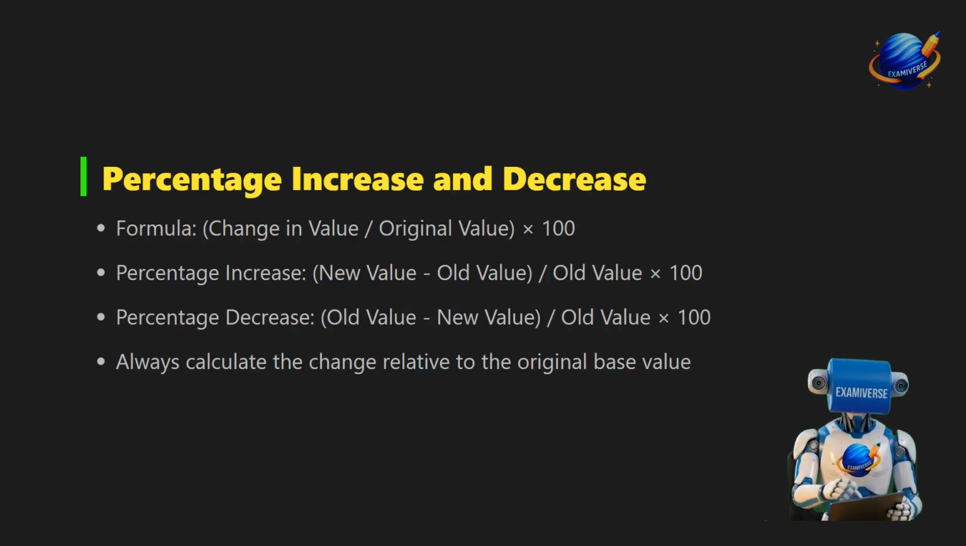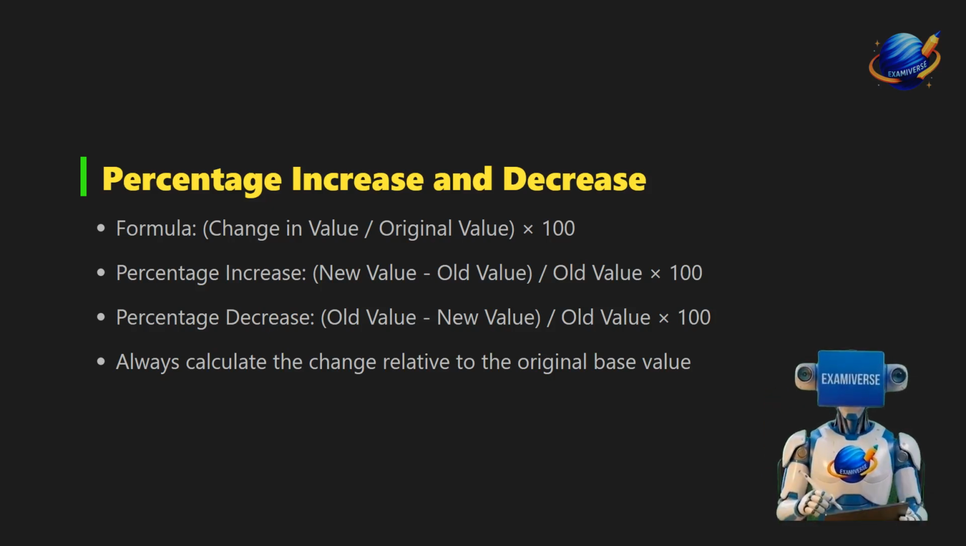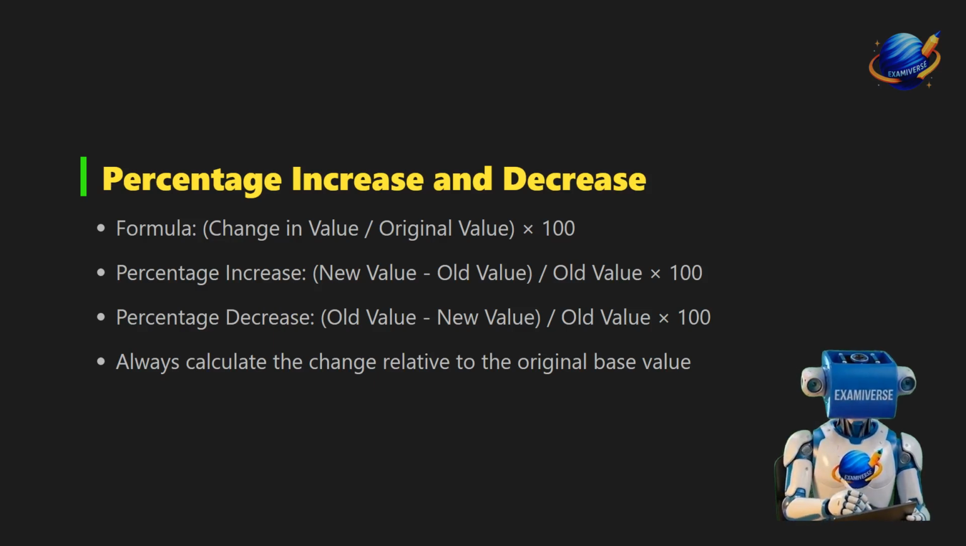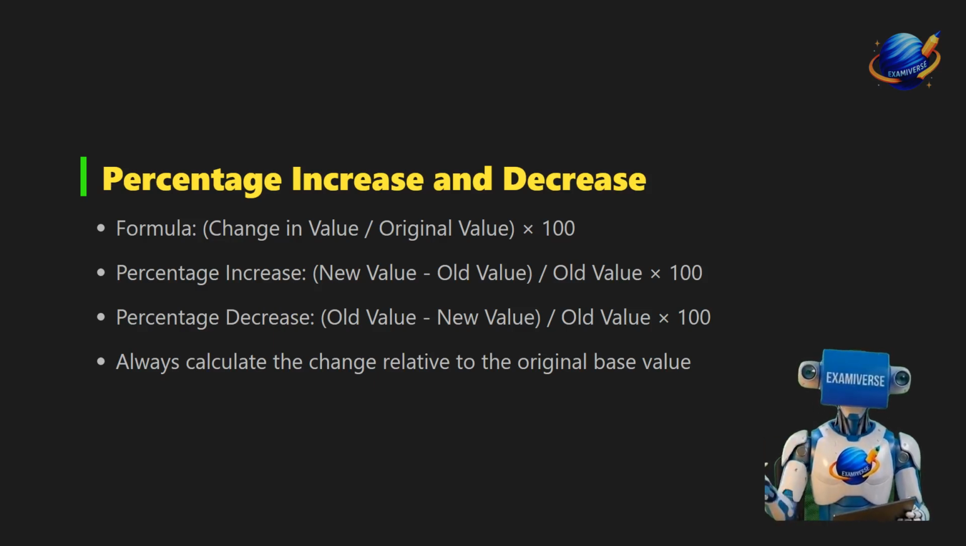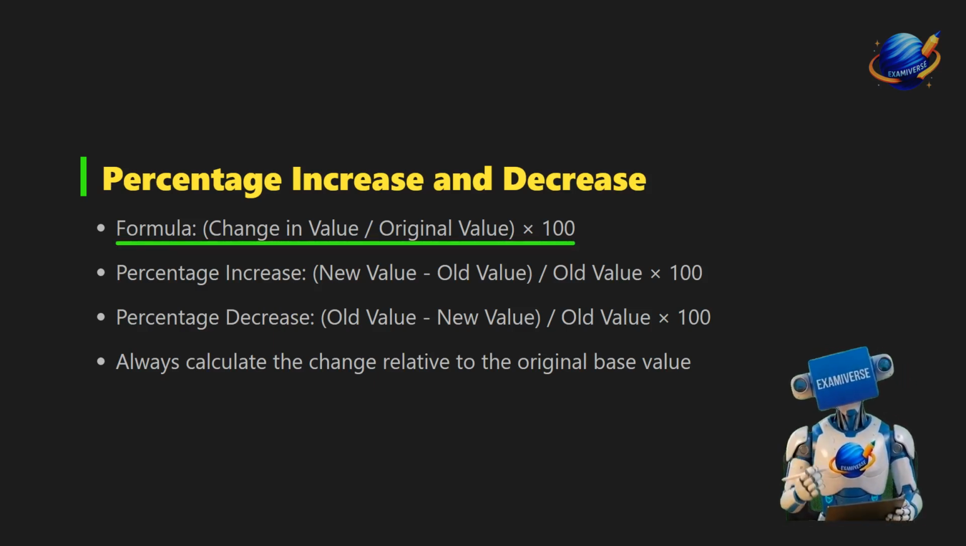Moving forward, let's tackle a concept that appears in almost every single competitive exam: percentage increase and decrease. Whether it is a population growing or a price dropping, the core formula remains exactly the same. The basic formula is the change in value divided by the original value, all multiplied by 100. Let's break this down further.